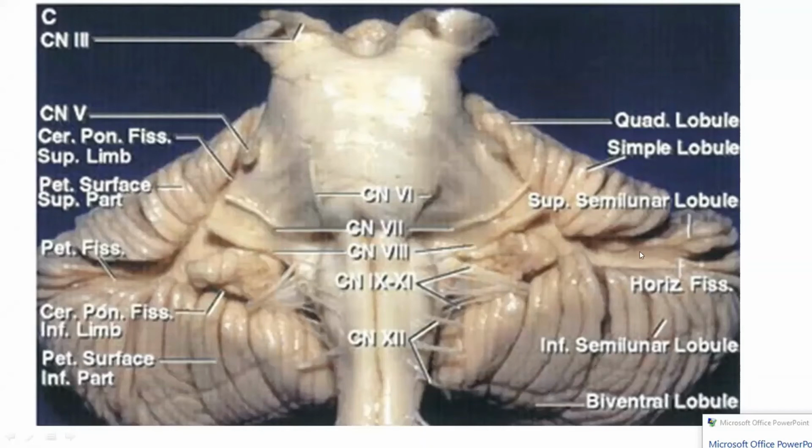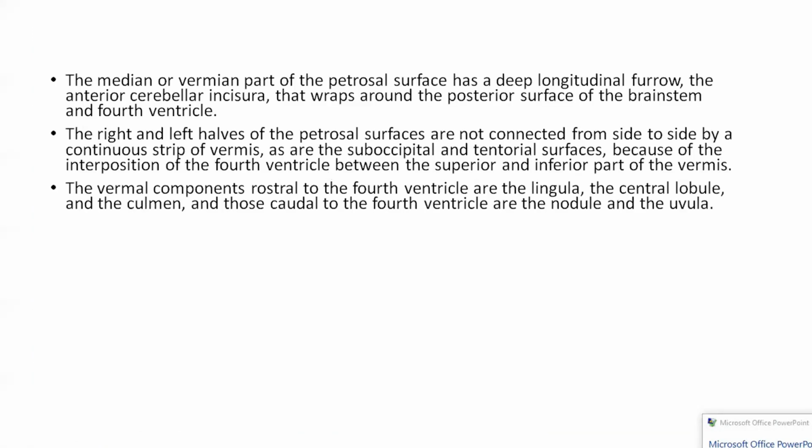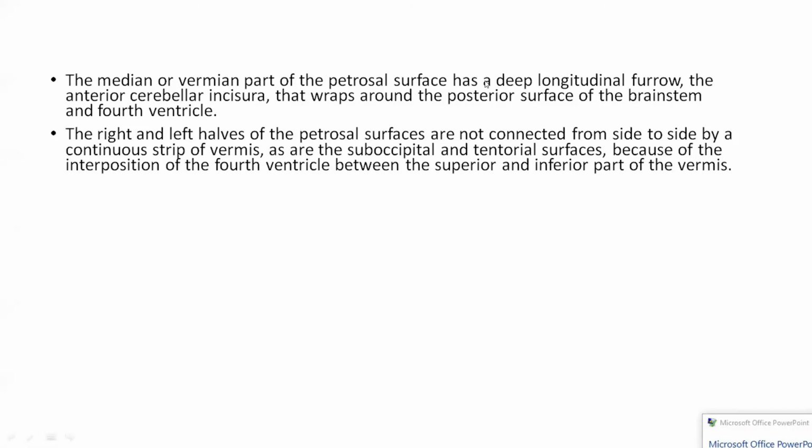This surface has an important fissure, the horizontal fissure, which continues as a V-shaped structure into the superior and inferior limbs of the cerebello-pontine fissure. This continues on to the pons, and here we have important cranial nerves exiting. The median or vermian portion has a deep longitudinal furrow, which is the anterior incisura that we already studied. This faces the brainstem structure.